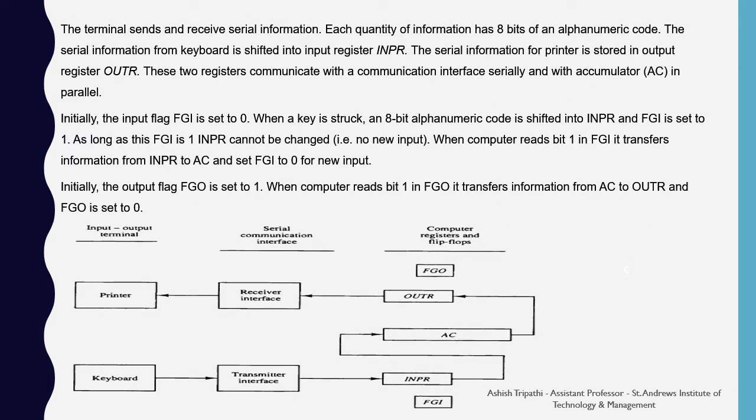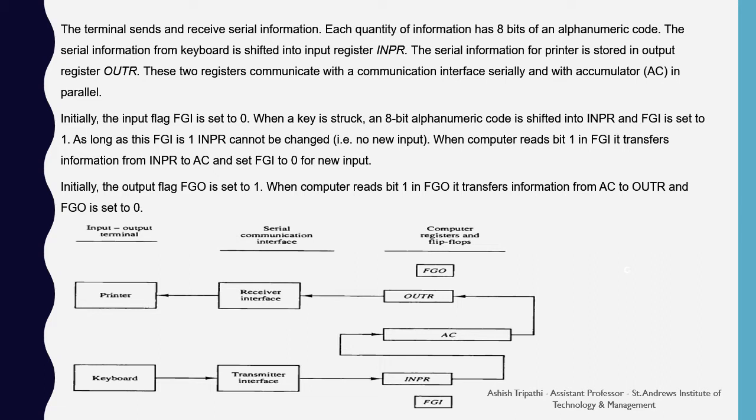The terminal sends and receives serial information. Each quantity of information has 8 bits of an alphanumeric code. The serial information from the keyboard is shifted into the input register INPR. The serial information for the printer is stored in the output register OUTR. These two registers communicate with the communication interface serially and with the accumulator in parallel mode.